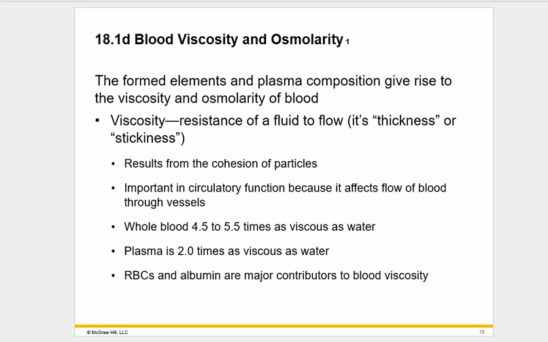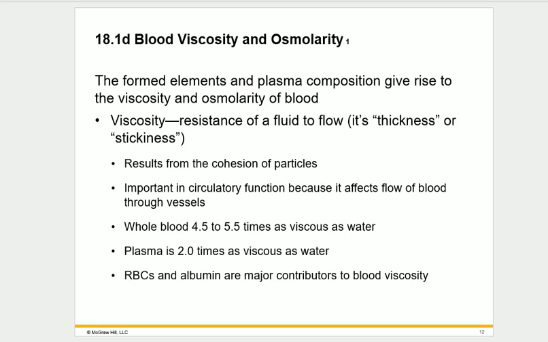All right, now we're moving on to two important properties of blood, the viscosity and the osmolarity. So what is viscosity? Viscosity is thickness, right, or stickiness of a fluid. In simple terms, honey is going to be more viscous than water. Mineral oil is going to be more viscous than water, right? Whole blood is 4.5 to 5.5 times as viscous as water. So blood is thicker than water. And then plasma is 2 times as viscous as water. So this is showing you the difference between whole blood viscosity, our formed elements, and then plasma.